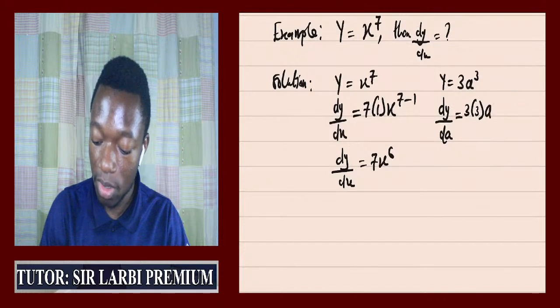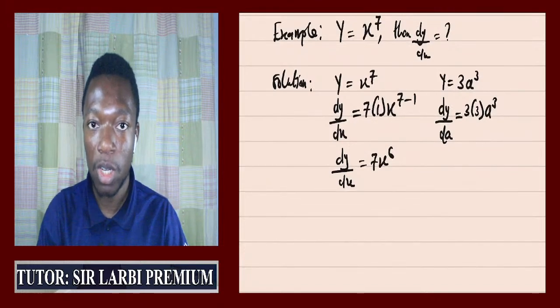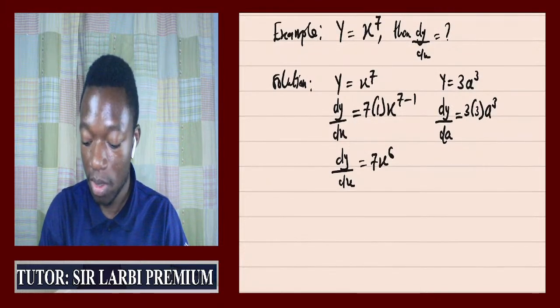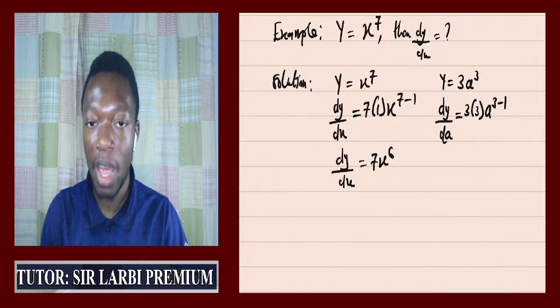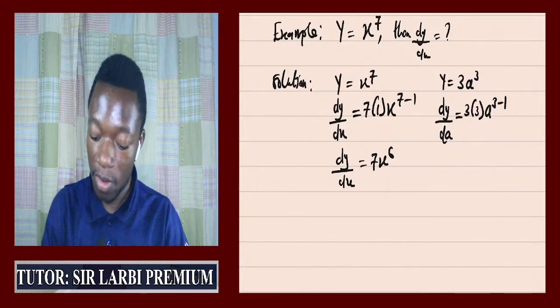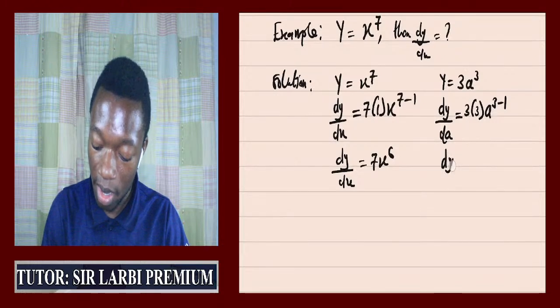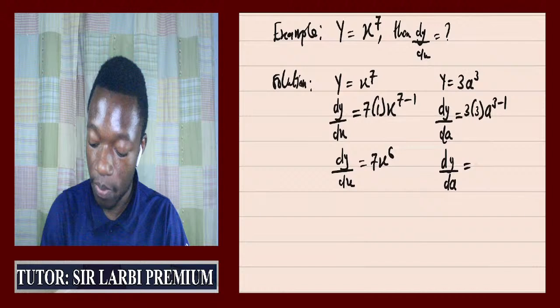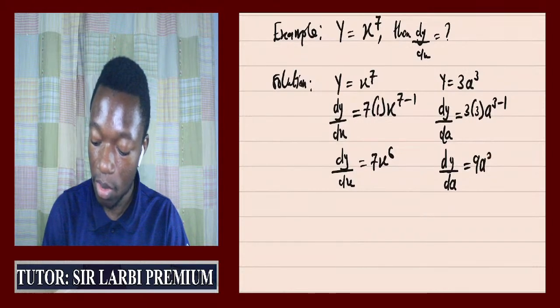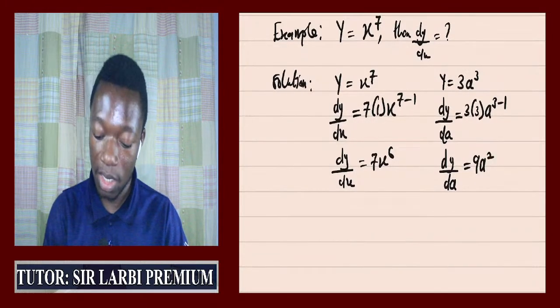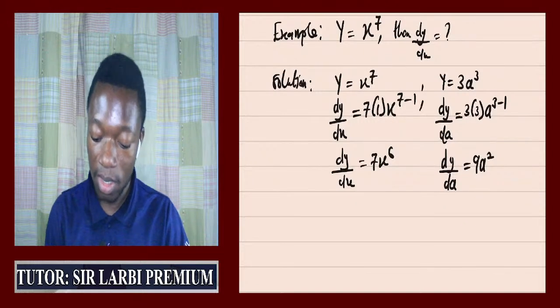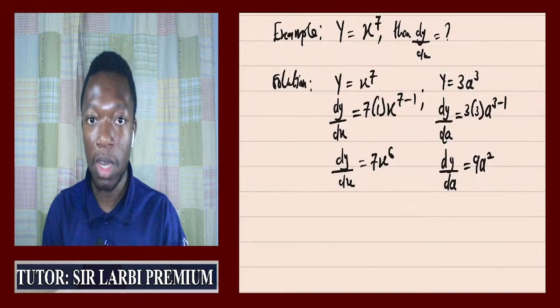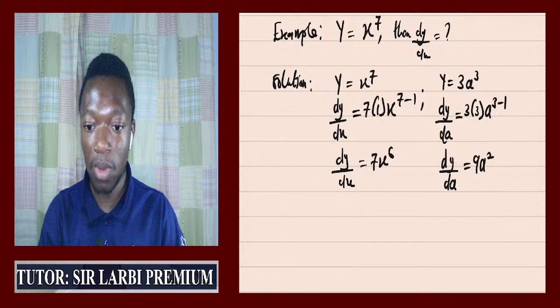So repeat a to the power 3 and then we subtract 1 from the exponent 3. And then we have dy over da to be equal to 9a squared. And we are done at the end of the day. So this is the power rule that we need to understand.